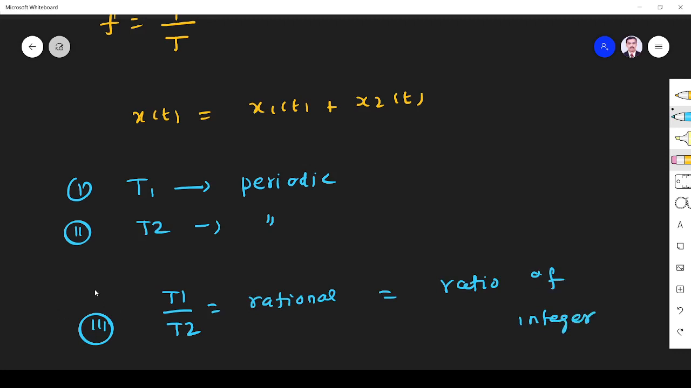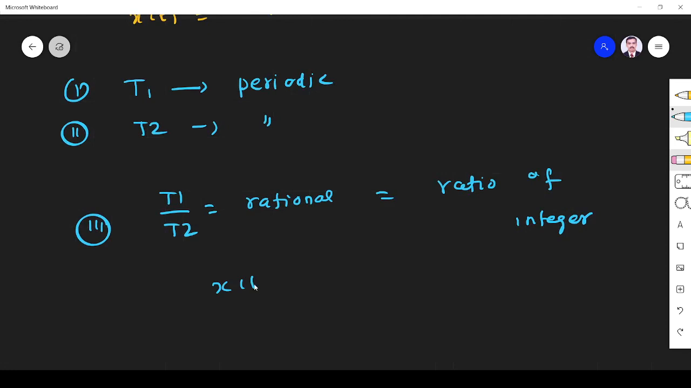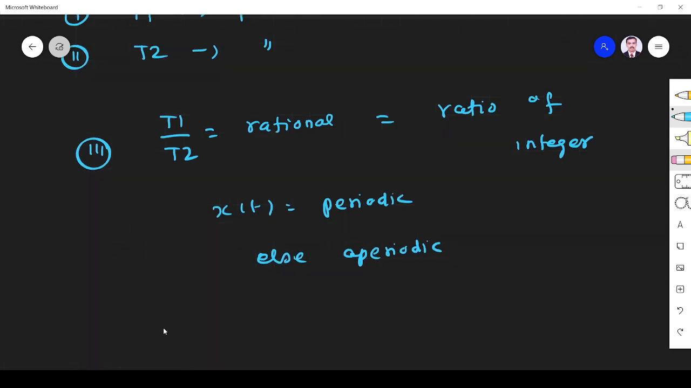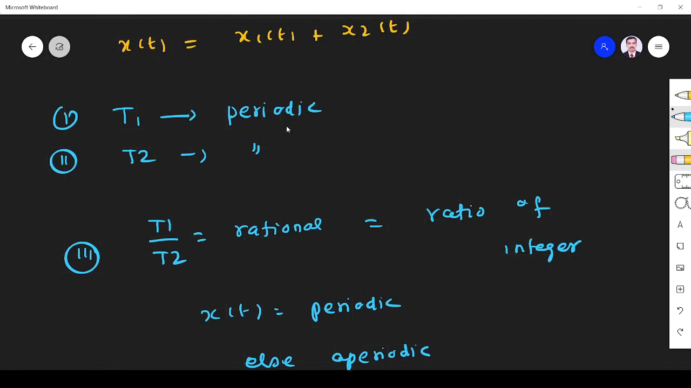If it is a rational number, then x of t is periodic, else aperiodic. So that is the first thing you have to understand. Periodic plus aperiodic is aperiodic only. If T1 is periodic and T2 is aperiodic, or T1 is aperiodic and T2 is periodic, surely it will be aperiodic only. If both are periodic, still x of t may not be periodic. For that you have to go to the third condition.